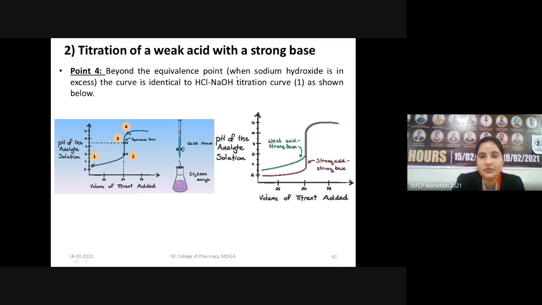When sodium hydroxide is added in excess, the curve is identical to that of HCl and sodium hydroxide solution. After that point, the graph is exactly the same as that of titration of a strong acid with a strong base. The pH will keep increasing as we add further sodium hydroxide solution. It will be exactly the same as the titration curve of a strong acid with a strong base.